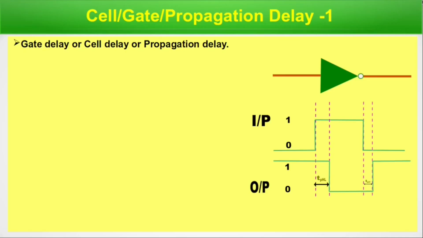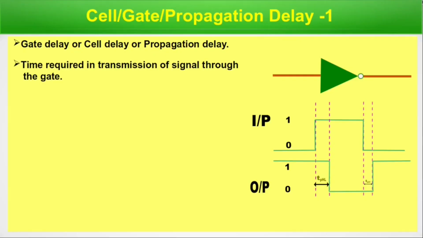First is gate delay, another is net delay or wire delay. In the last series we discussed interconnect or wire delay, and today we will discuss different types of delay. The first one is cell or gate or propagation delay. That is basically the time required in transmission of signal through the gate. If this is the gate, the signal will travel from this point to that point, and that will take some finite time. That is basically the cell delay.